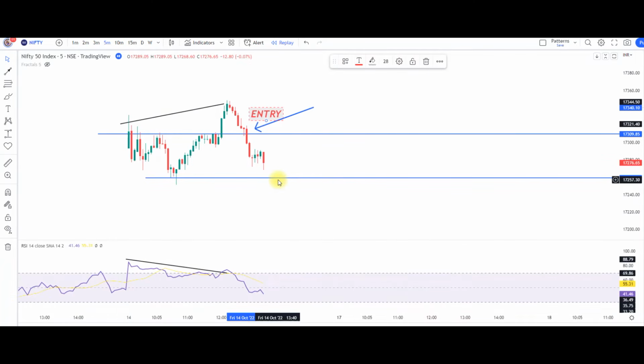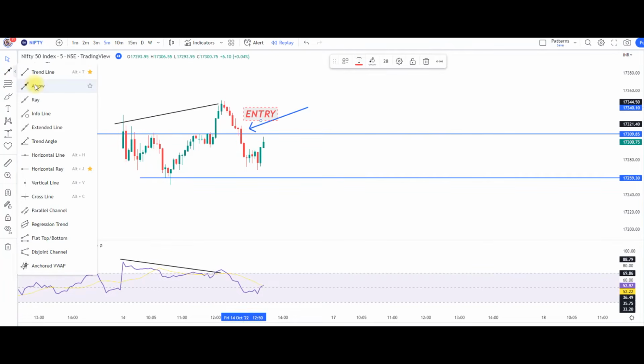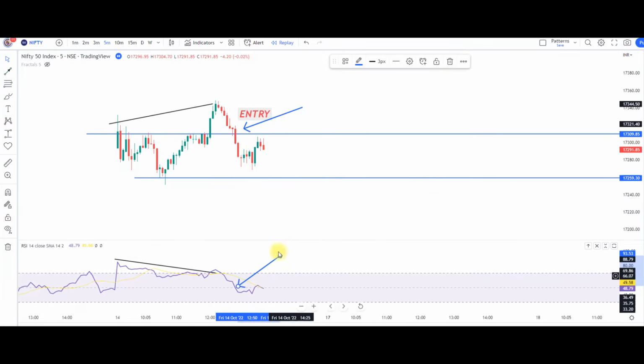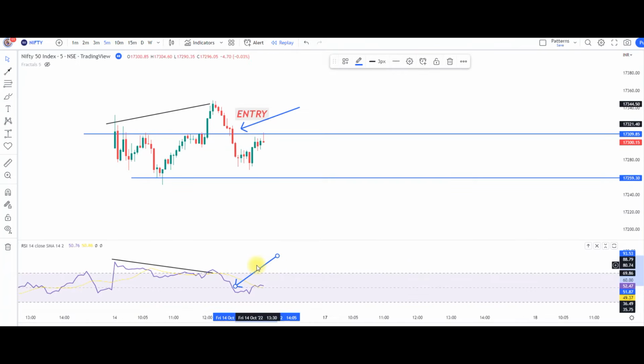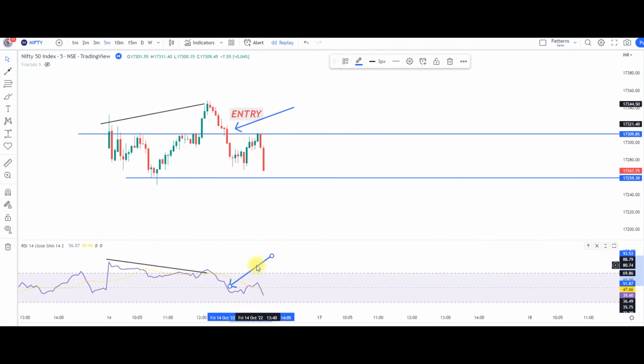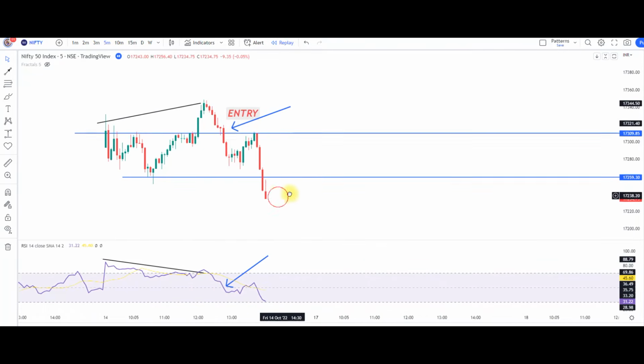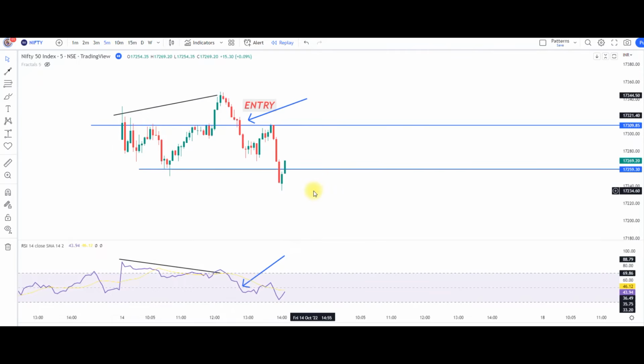The price and the RSI are also moving in the same direction. You can see here RSI and the price is moving in the same direction. So always the stop loss will be the swing high. So we got our first target. Okay.